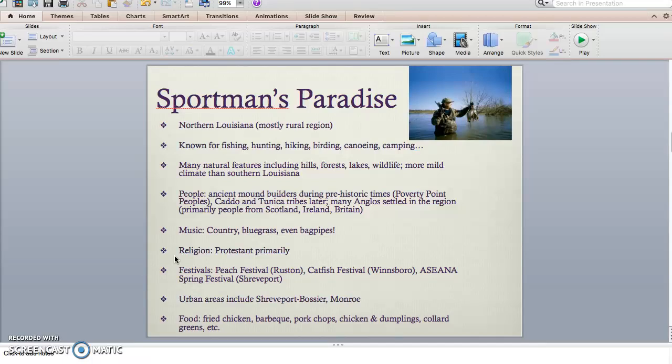This is that place in northern Louisiana. Sportsman's Paradise is mostly rural and it gets its name because it's known for fishing, hunting, hiking, birding, canoeing, camping, so all these different sports. The fact that it has a bunch of hills, forests, lakes, wildlife, and it has a more mild climate than southern Louisiana is a lot of the reasons these sports are so popular.